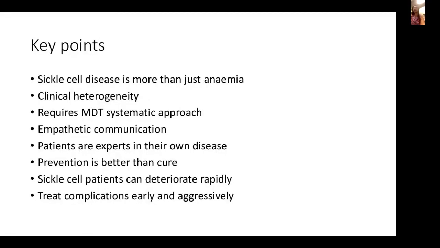So I realise that's quite a lot to cover on sickle cell disease, but these are my key points. Just remember that sickle cell disease is more than anemia. The clinical phenotype is very heterogenic, and it does require a multidisciplinary approach, empathetic communication, and patients really are the experts in their own disease because they know their individual pattern of sickle cell and how it affects them. Really, prevention is better than cure, and just knowing that sickle cell patients can deteriorate very rapidly, it's important to be proactive and treat complications early and aggressively.